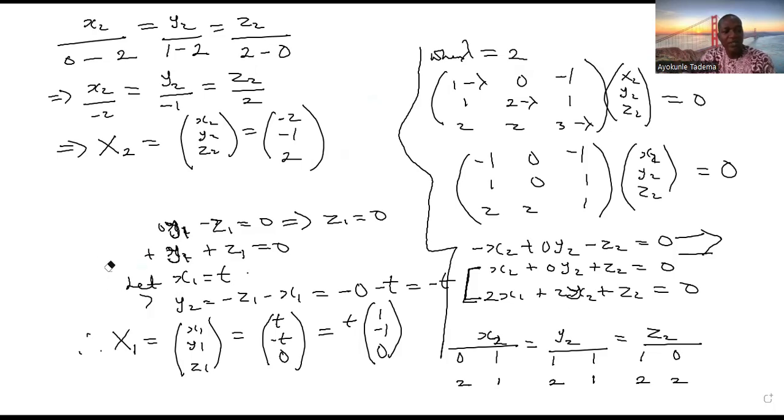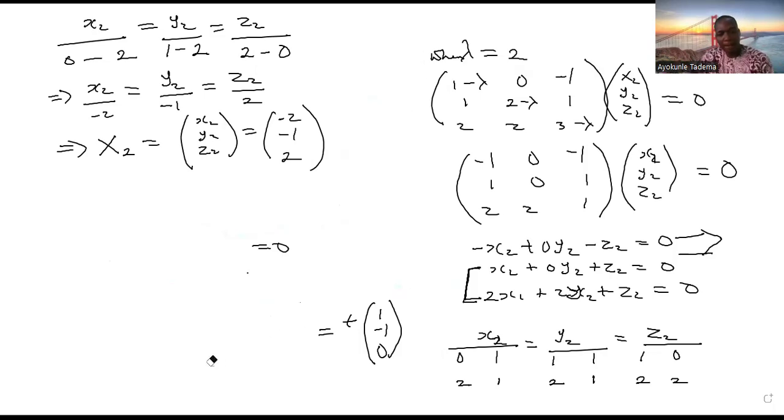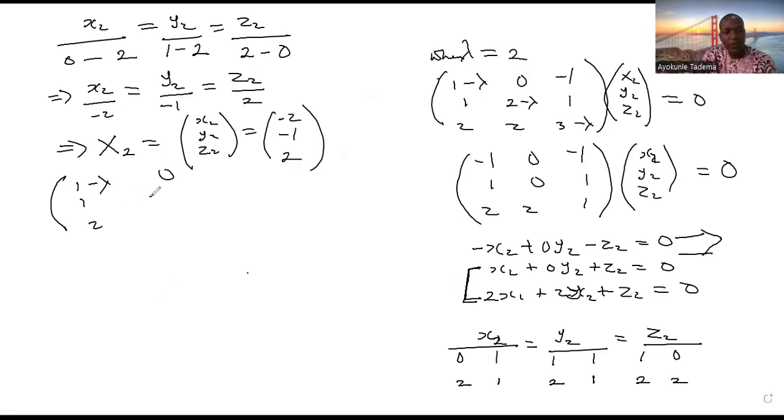The last one now, without wasting much of our time, we won't repeat this. Okay, let me just write it. The last one we have 1 minus lambda, 1, 2; 0, 2 minus lambda, 2; minus 1, 1, 3 minus lambda; multiplied by x3, y3, z3.